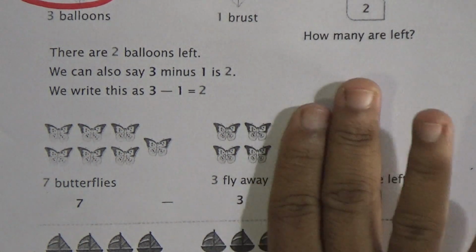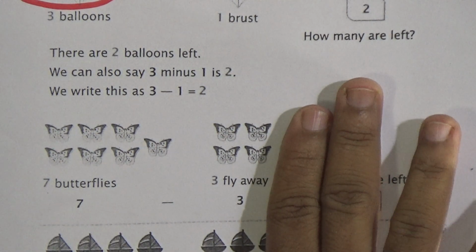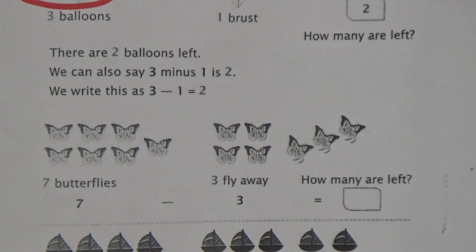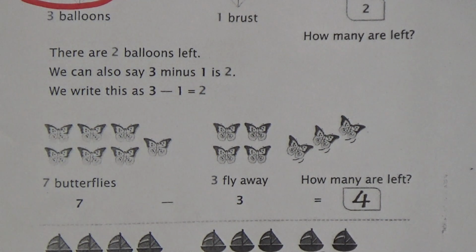So these 3 will be omitted, and 1, 2, 3, 4, 4 butterflies will remain there. Dear students, that means our answer will be 4 in this box. You must write down 4, the answer, in this box. The answer will be 4.